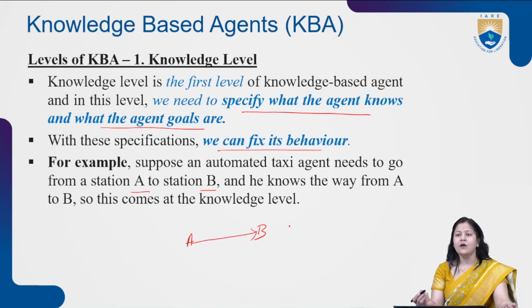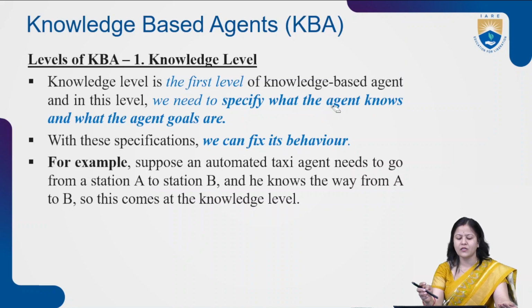That route may be longer, it may not be the shortest path, but I know only one route. So with my knowledge, I can move from the source, from home, to the college, without applying any reasoning or taking any decisions. Blindly we'll follow one path and we'll reach the destination. That comes under the knowledge level.